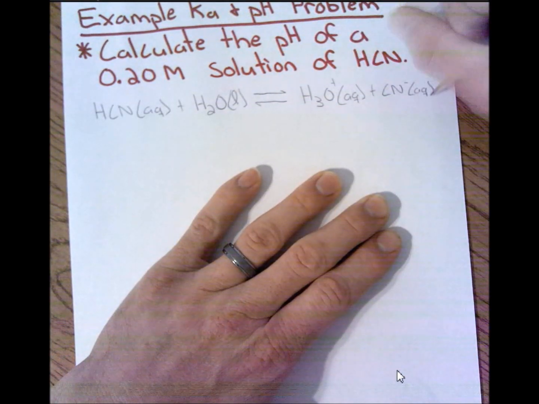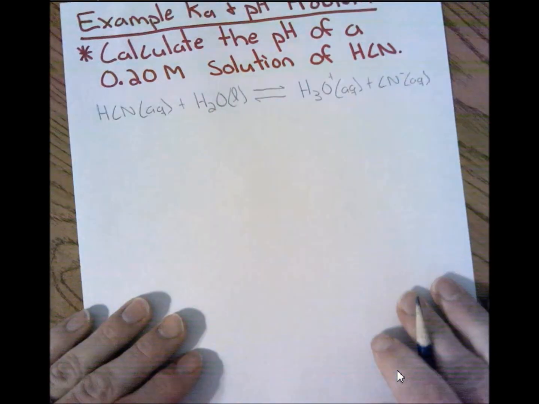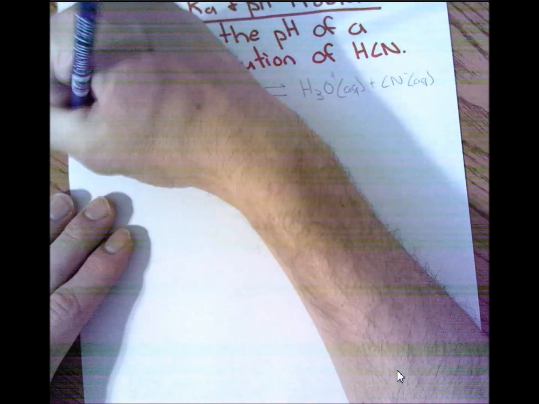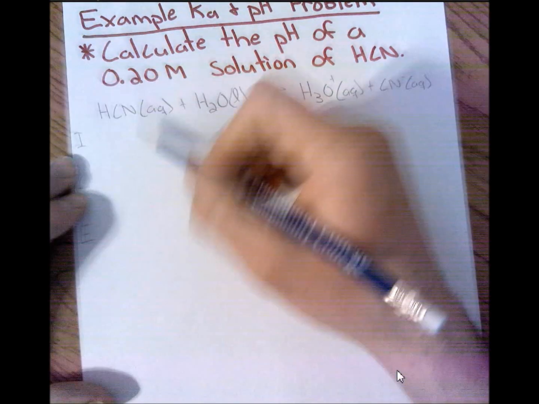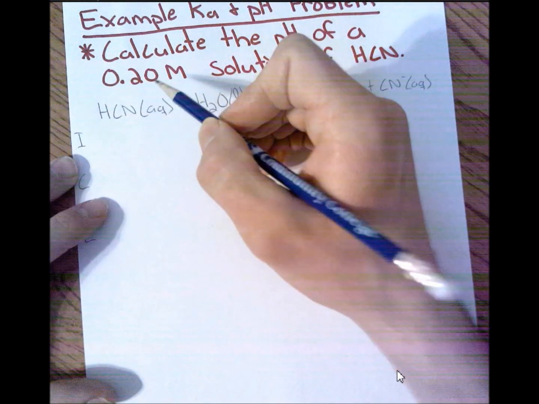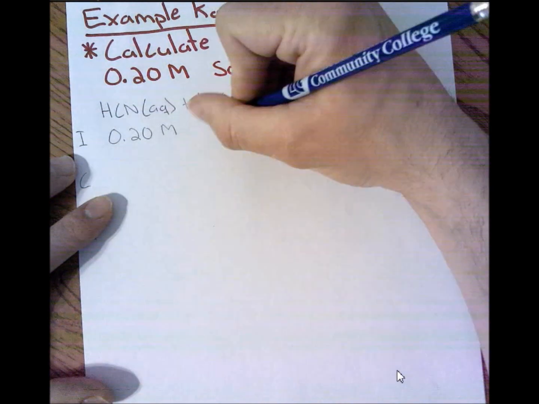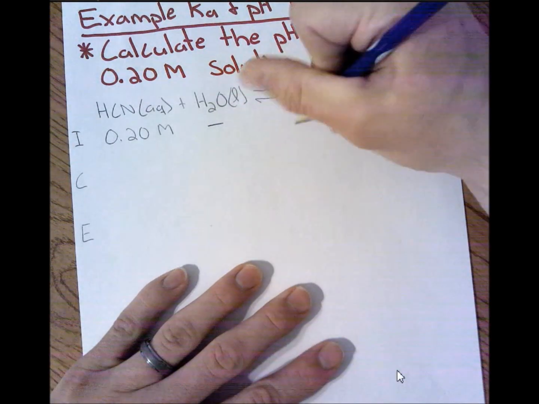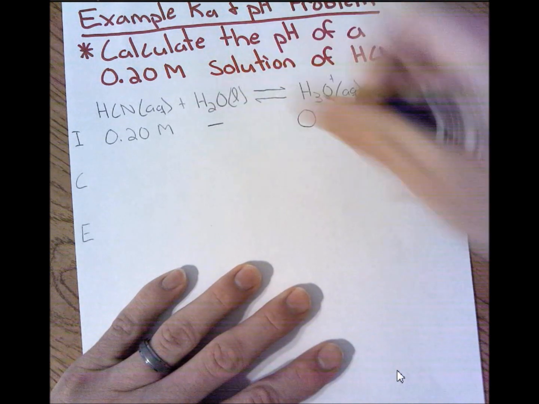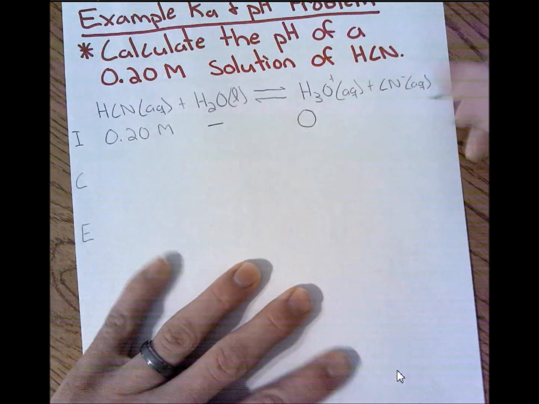Okay, so our initial value of HCN is given at 0.20 molar. And we don't need to worry about water. I always put a line just so I don't confuse myself. And then H3O, initially, we're at 0 H3O. Same thing with cyanide. Before it's come to equilibrium, we're at 0 of this CN ion.